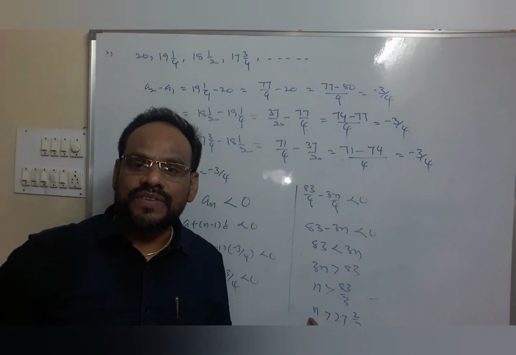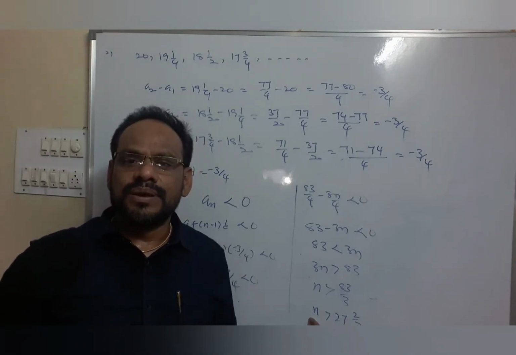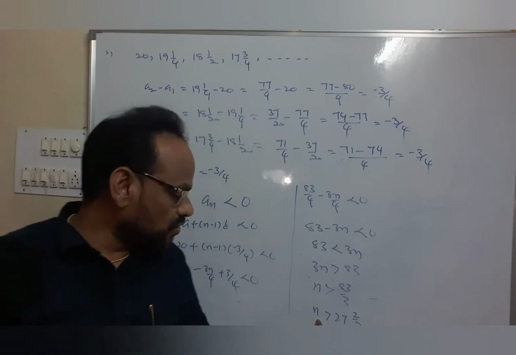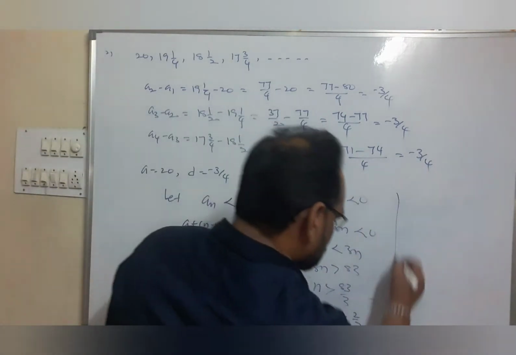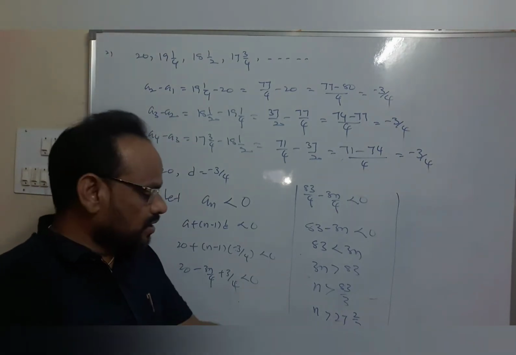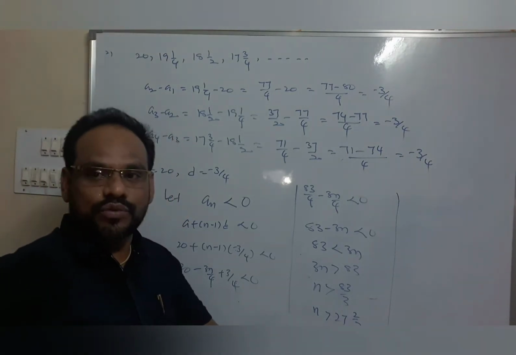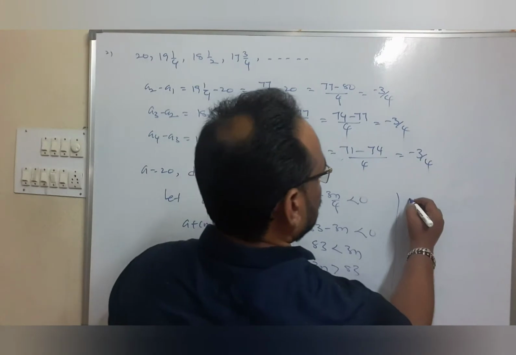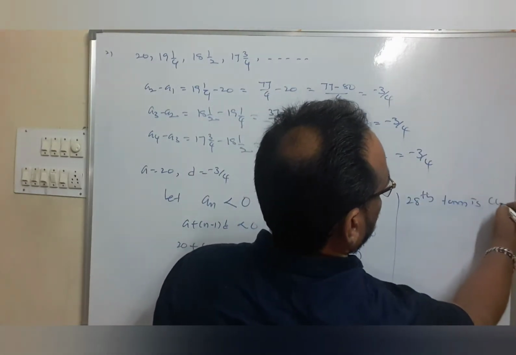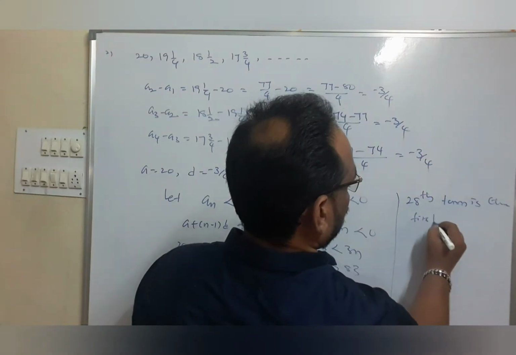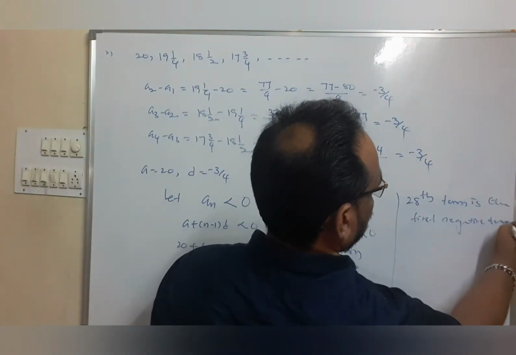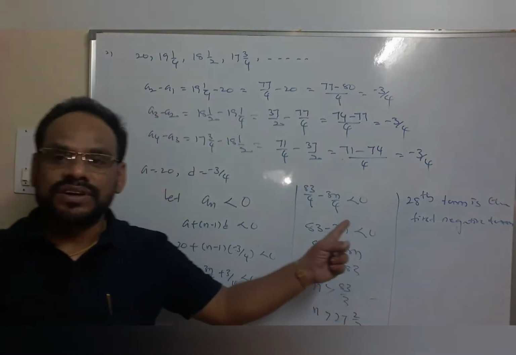n means the number of terms, and the number of terms is always a positive integer. So n is greater than 27 and 2/3, so n is equal to 28. The 28th term is the first negative term.